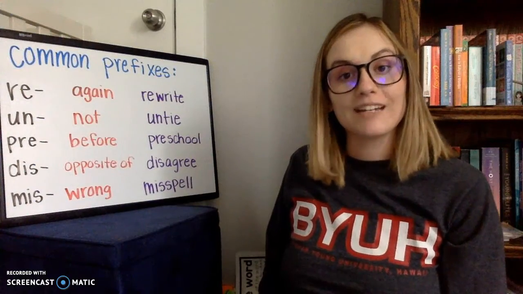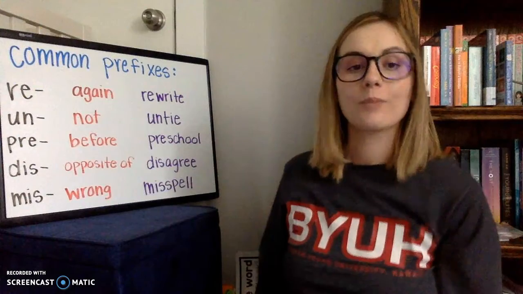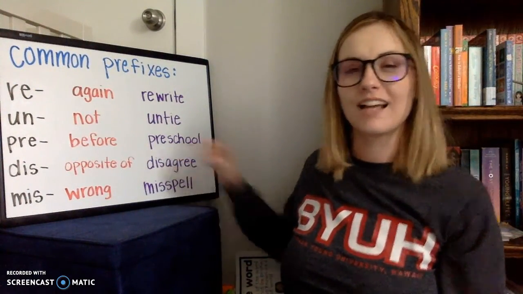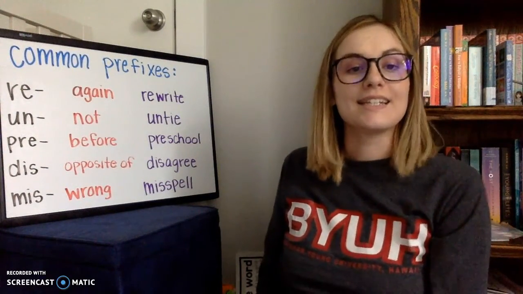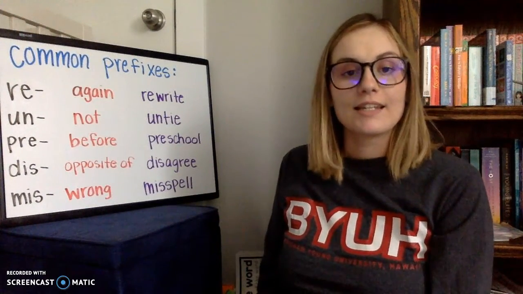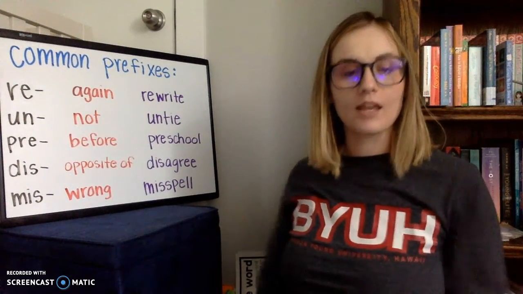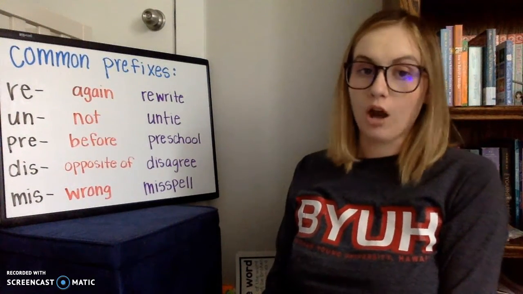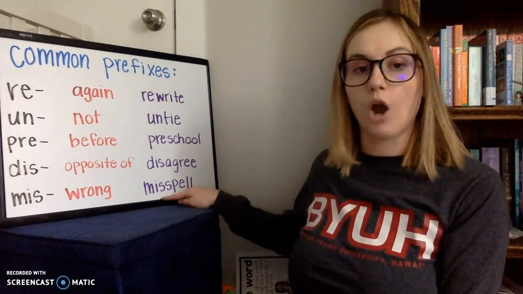Pre- means before. For example, a prefix is a fix that goes before a word. Or preschool is school that you do before actual school, right? Yeah, preschool. It's before real school. Dis-. That's kind of the same as un. Dis means the opposite of or not. Disagree means that you do not agree. It's the opposite of agree. You disagree. And the last common prefix is mis-. Mis means wrong. So if I misspell a word, I spell that word wrong.